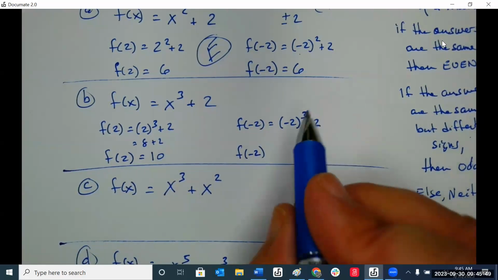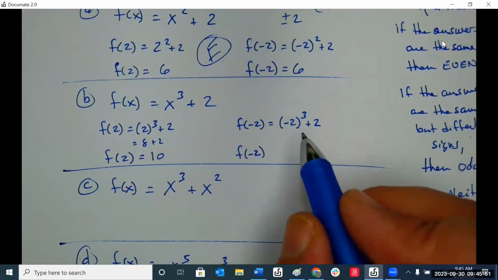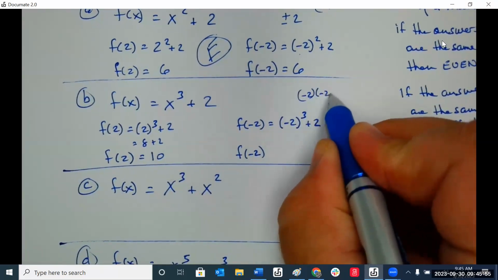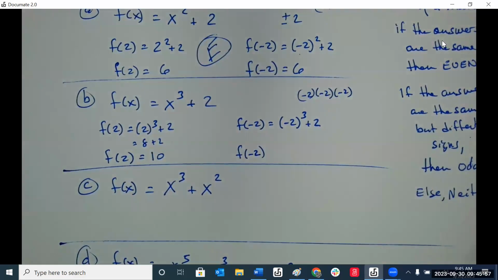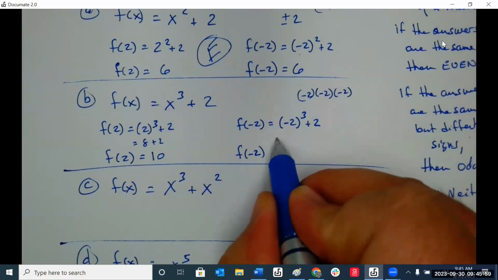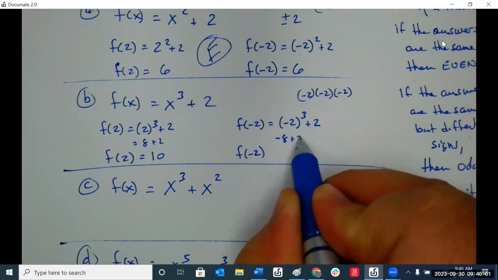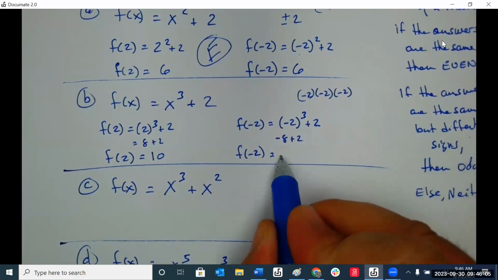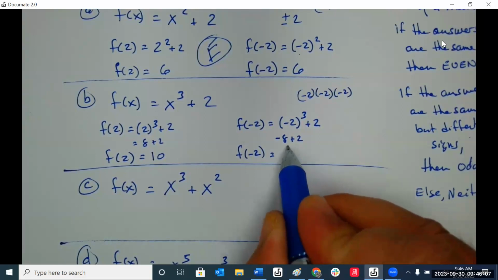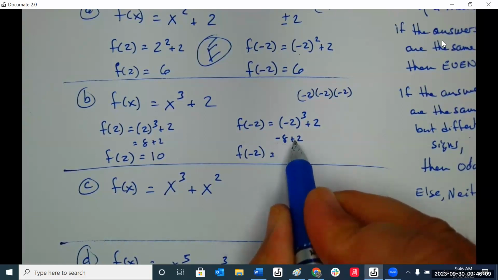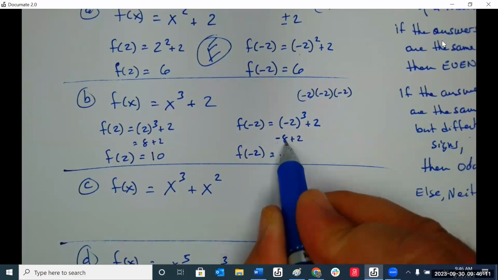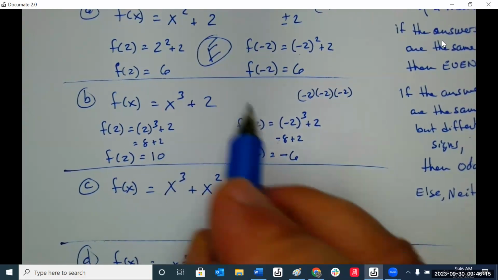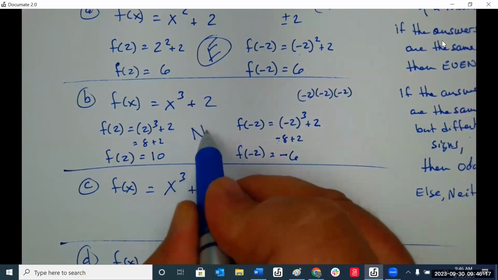Negative 2 cubed. Negative 2 times negative 2 times negative 2. This is negative 8 plus 2. The signs are different. Take the sign of the larger. 8 minus 2 is 6. So this one's 10. This was never negative 6. So it's neither.